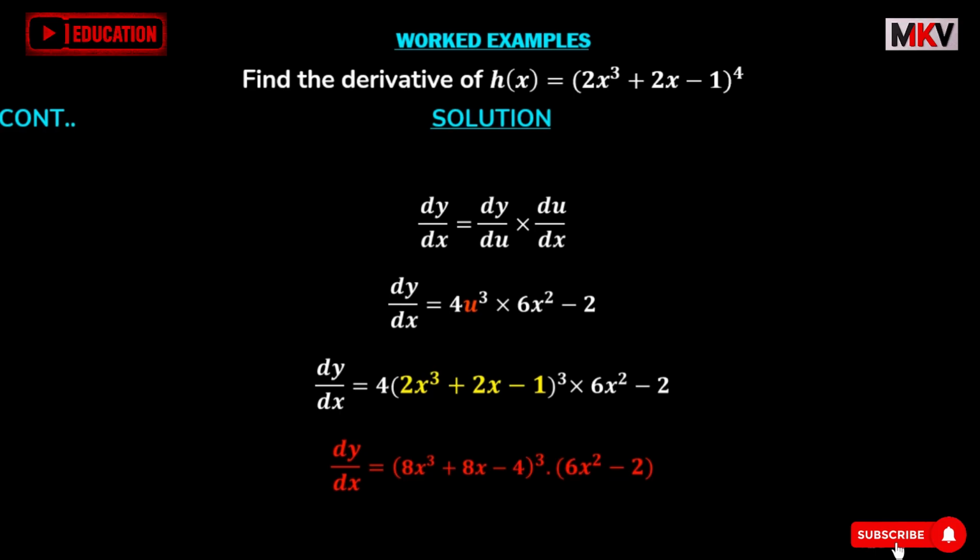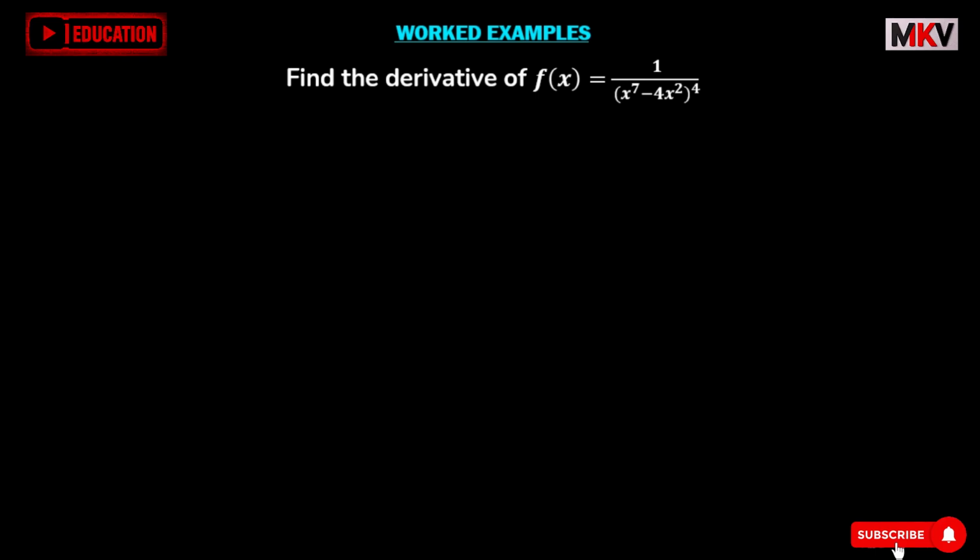Now let's look at another question. So we have: find the derivative of f(x), which equals 1 all over x to the power 7 minus 4x squared, all to the power 4. So let's solve this question together. Firstly, we are supposed to eliminate the fraction in the function. So doing that, the 1 goes off and leaves us the exponent to be negative. So the exponent, which is 4 here, now tends to be minus 4 since we took off the fraction.